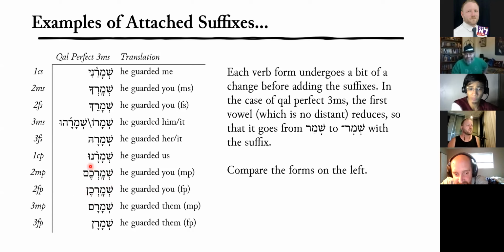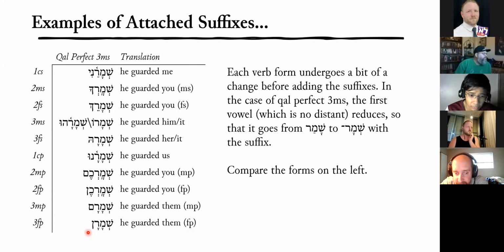We will see that both shmartem and shmarten don't take object endings. The tem and ten don't take object endings. Okay, we're back to you, Nathan, if you want to take this one. That's shmaram. Same vowel shifting, pretty much like the last one I just did. Shorten the distant one, and we're adding the third masculine plural ending. So he guarded them. Yes, excellent. And Hoshea, the last one real quick.